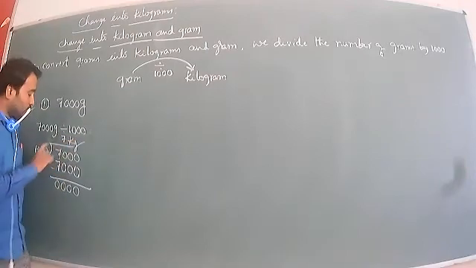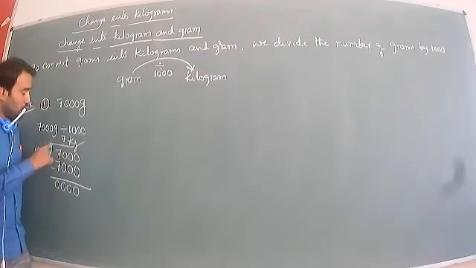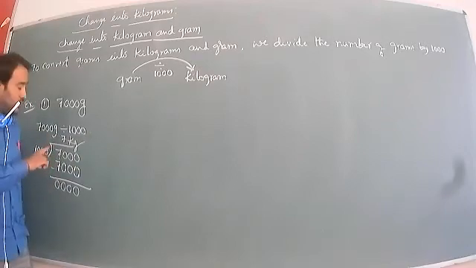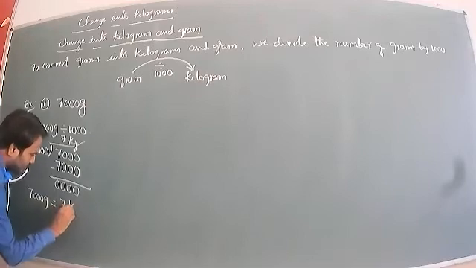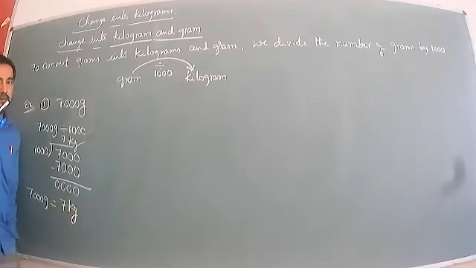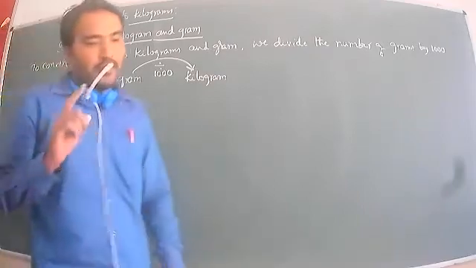How many thousands are there? 7 are there in that 7,000 grams. So that's why we should write 7 kg. The answer is 7 kg. 7,000 grams equal to 7 kg. I hope all of you understand. Okay, 7,000 grams equal to 7 kg.